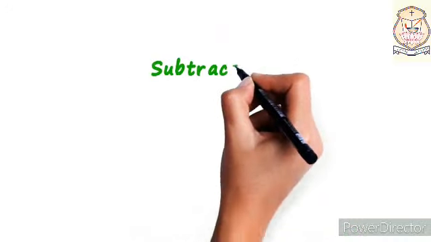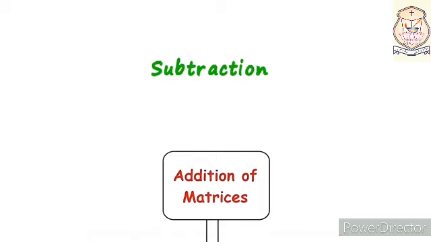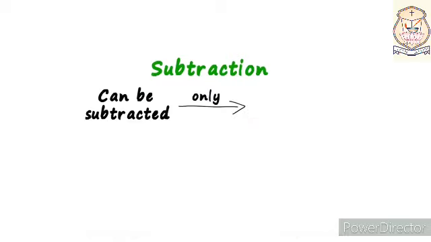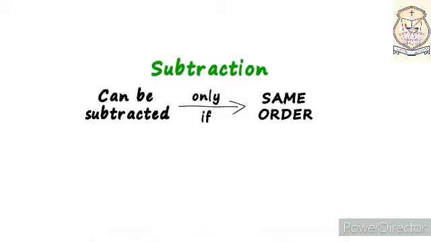Understanding subtraction of matrices is very easy because it's pretty similar to addition of matrices. The rule to check if subtraction is possible is exactly the same as the rule for addition of matrices. Two matrices can be subtracted only if they are of the same order. Yes, they have to be of the same order. If not, then subtraction is not possible. We'll understand this better with a couple of examples.